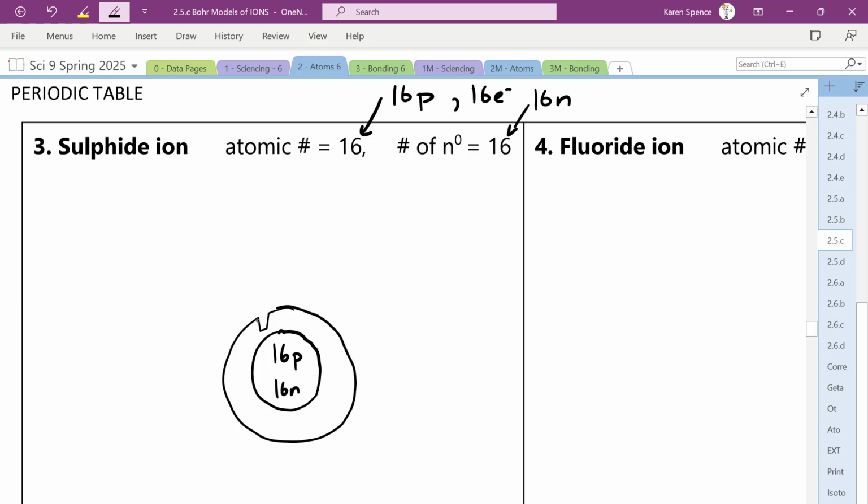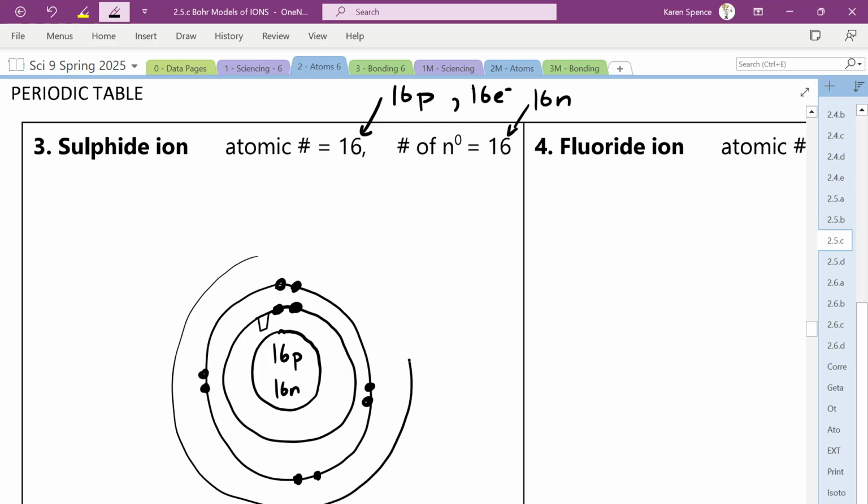I'm sorry about that little weird thing there. I don't know what it's doing. 1, 2, 3, 4, 5, 6. Go around like a clock. 7, 8, 9, 10, and now we need a third circle, 11, 12, 13, 14, and then we have 15 and 16.